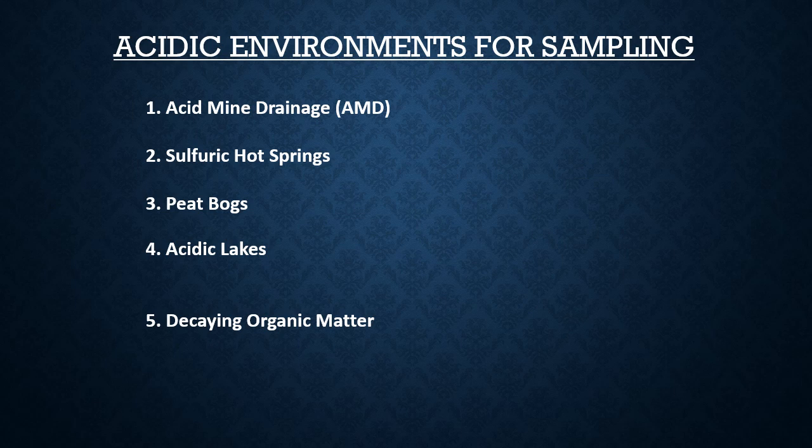Acid mine drainage occurs when sulfide minerals like pyrite are exposed to air and water, resulting in sulfuric acid production and metal-rich waters. These environments are highly acidic, often with pH levels as low as 2 or lower, and are rich in iron and sulfur compounds. Sampling tip: be careful because you are dealing with acidic environments. Collect the water sample from the drainage stream, or you can gather a sediment sample.